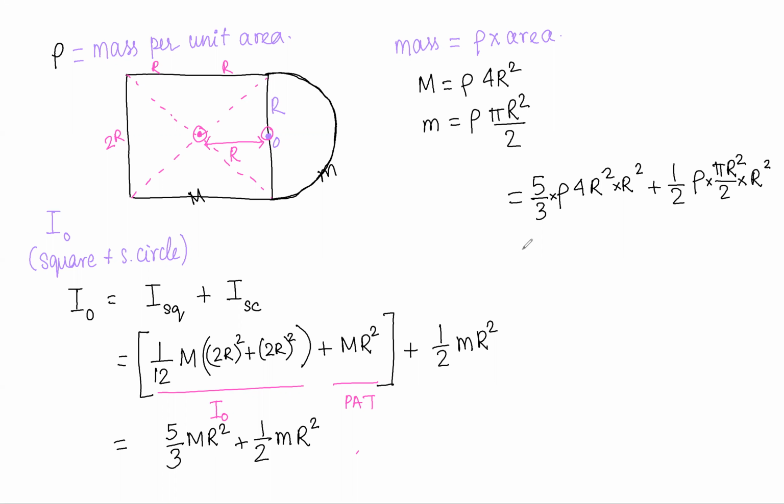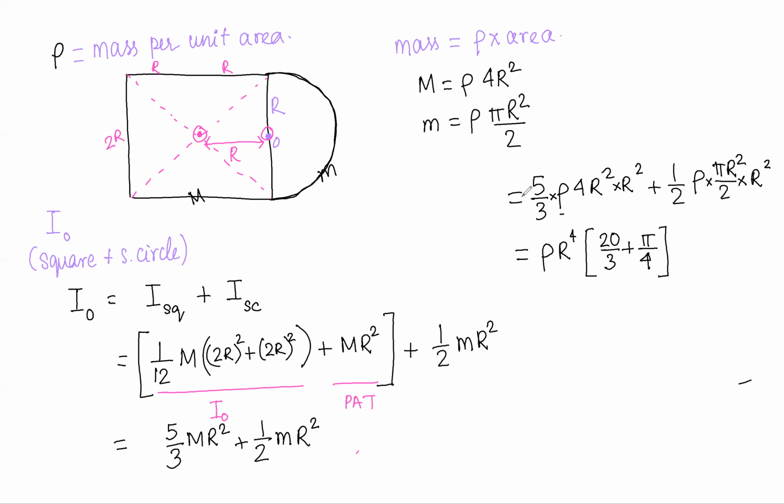After this, you know, you don't need my help. Take the rho, take the r to the power 4 and take it common. Rho r to the power 4. Just put the remaining terms together. 5 fours are 20, so you'll get 20 divided by 3, plus you have pi divided by 2 divided by 2, so you have pi divided by 4. So 20 by 3 plus pi by 4.